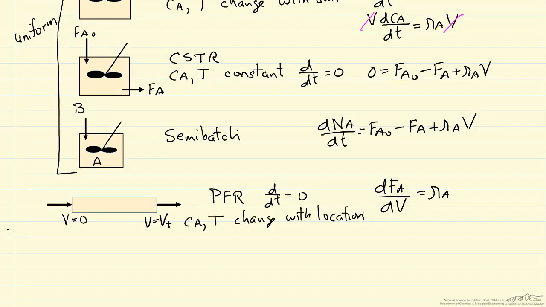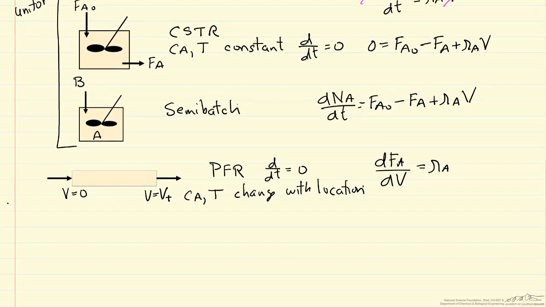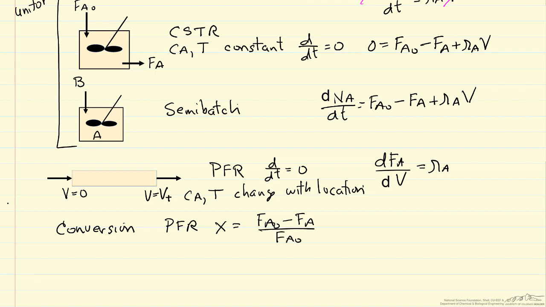I won't talk about the energy balance here. I'll just mention one other term that's commonly used, and that's conversion, where if we look at a plug flow reactor, conversion would be flow rate in of A minus flow rate out, divided by the flow rate in. So this is a fractional conversion. This is also the case for a CSTR. Both of these are steady state.